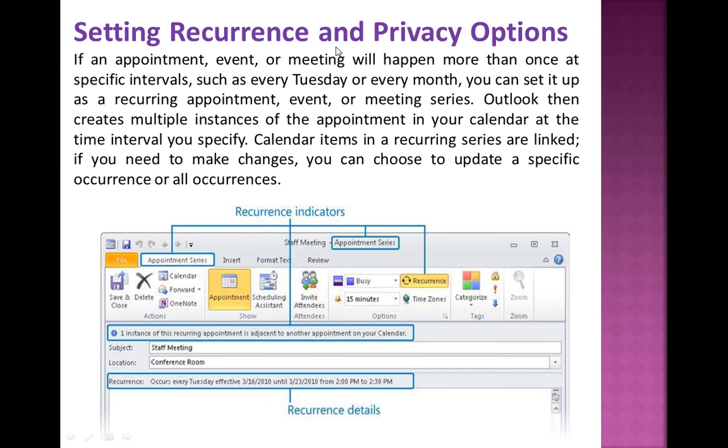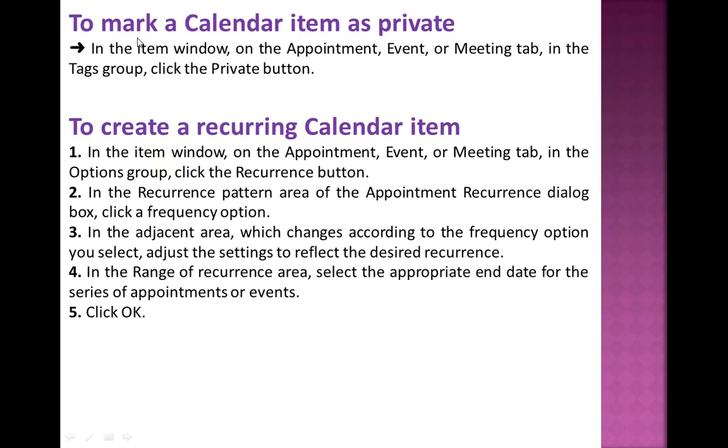Then how to set the recurrence. If you want to set the appointment or the event at a regular interval, you can set the recurrence and the privacy options in Outlook 2010 so that it will be available at every point of time. Then how to mark a calendar item as private. In the item window on the appointment, event or meeting tab, click on private. This is how we can change the item to private.